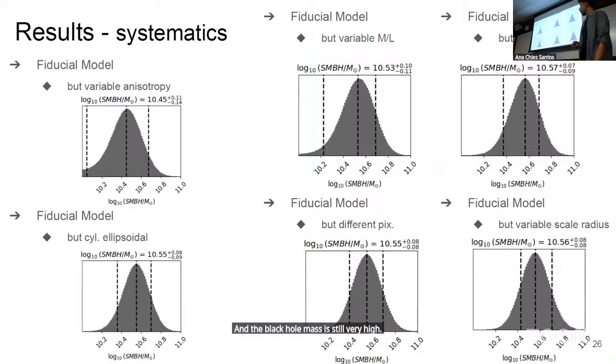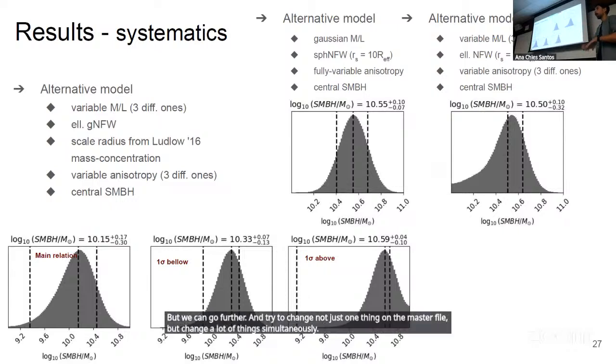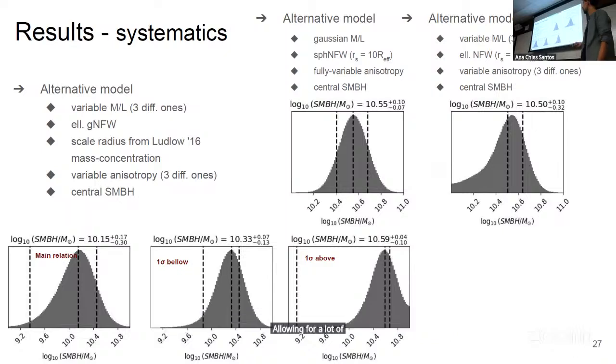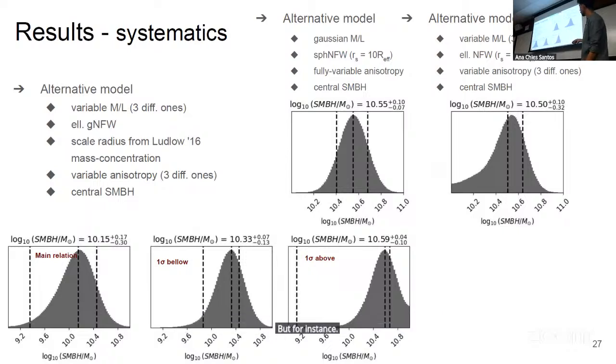But we can go further and try to change not just one thing in the master file, but change a lot of things simultaneously, allowing for a lot of freedom in the mass distribution in our mass model. So here we have a few alternative models where we change a lot of the assumptions about the model. I will not be talking about all of them, but for instance, we have these three models right here, where we set a GNFW model and a variable mass-light ratio.